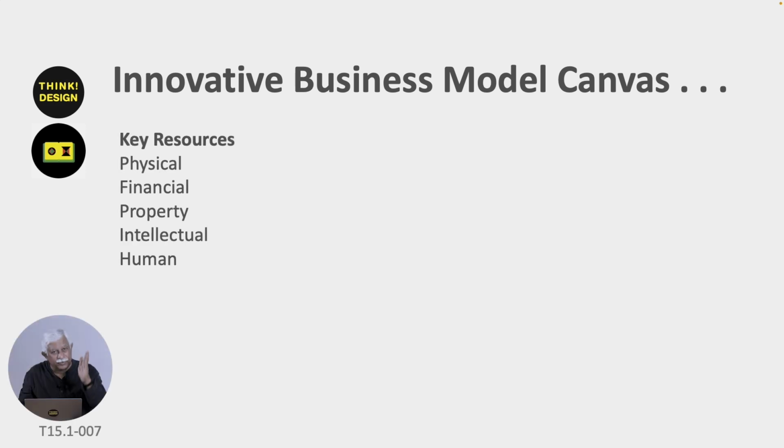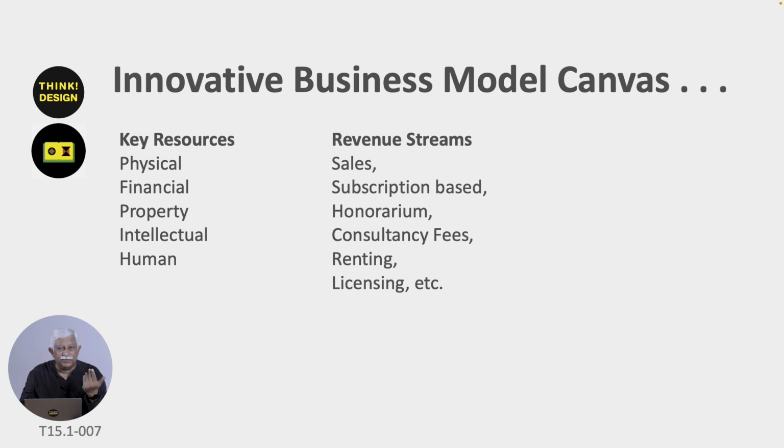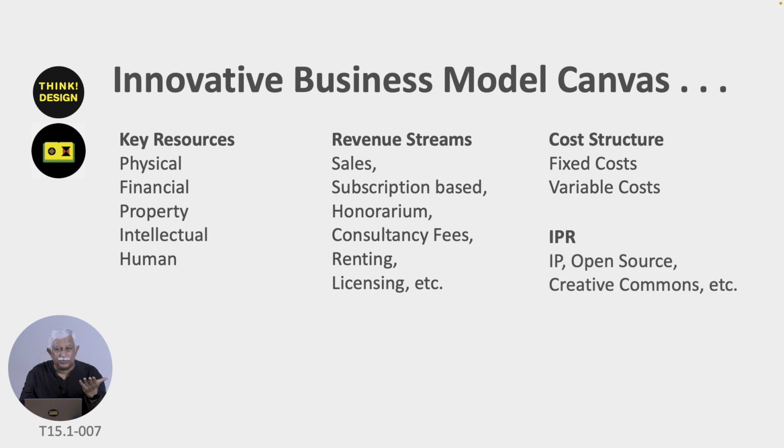So, let us look at what are the key resources that you need for your organization. It could be physical, finance, property, intellectual or human. What are the revenue streams? Okay, how you are going to generate funds for your company? Is it through sales, subscriptions, honorarium, consultancy, renting or licensing? What are the cost structures? Are there fixed costs or variable costs? What are the issues with intellectual property rights? Is it open source, Creative Commons, or do you want to patent it?